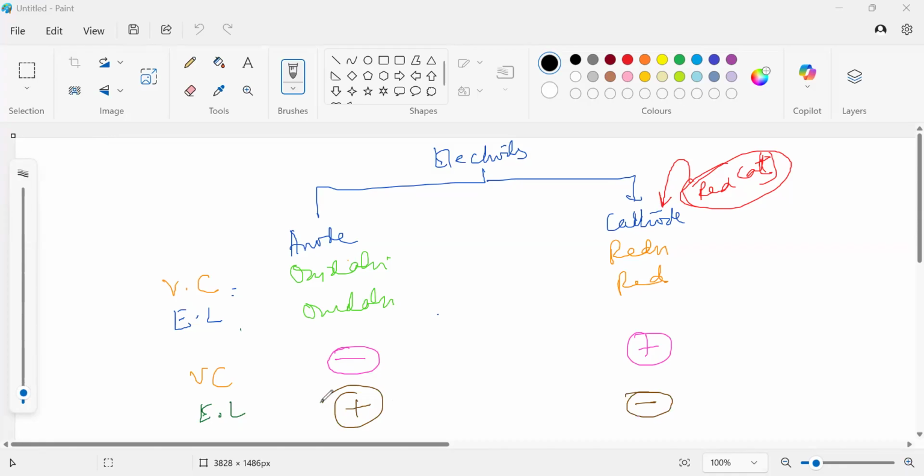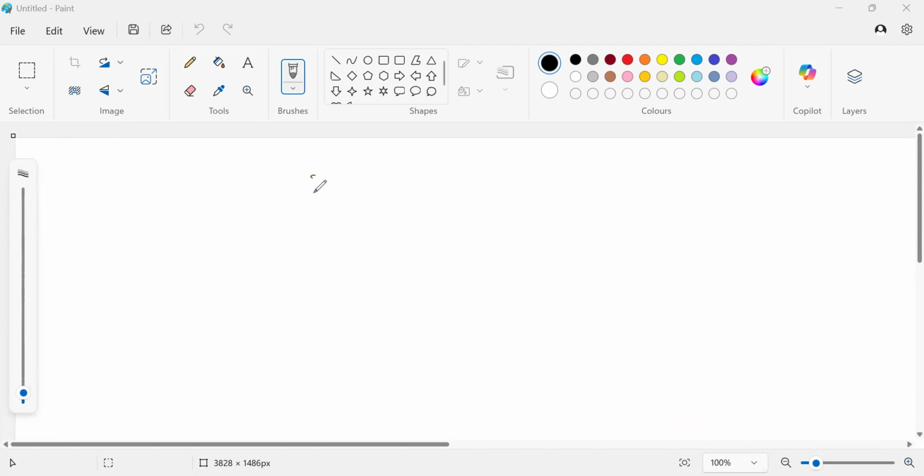Clear? Now, we are going to the Voltaic cell. In the Voltaic cell, there's a spontaneous chemical reaction happening, I told you. Suppose zinc plus copper sulfate gives you zinc sulfate plus copper, right?